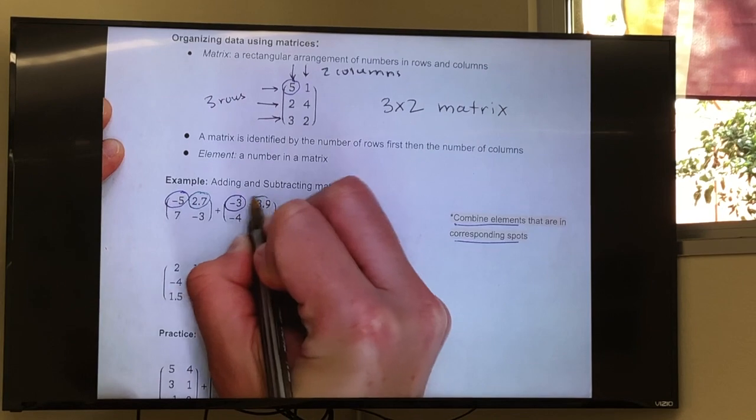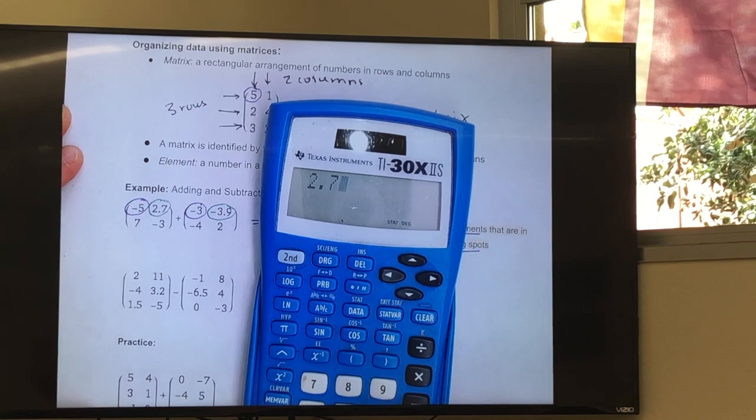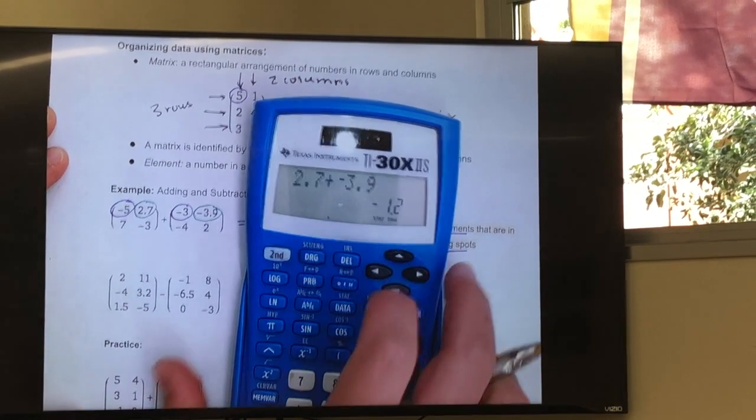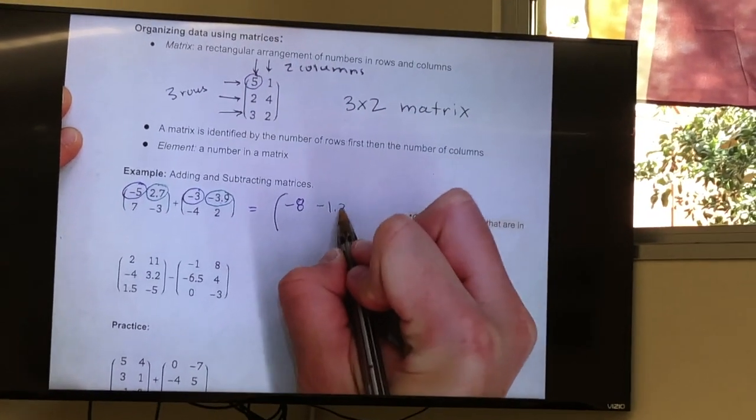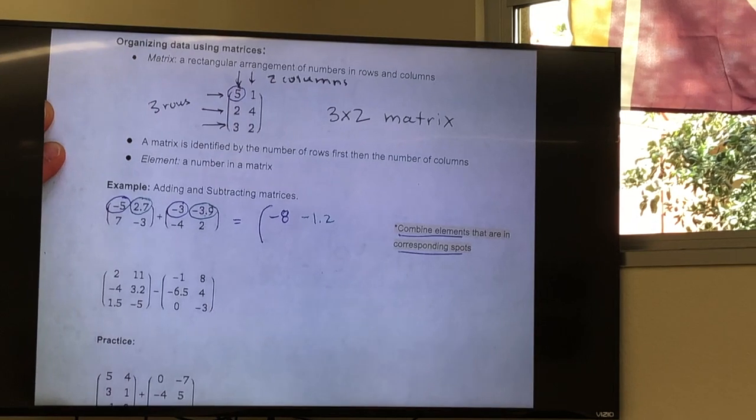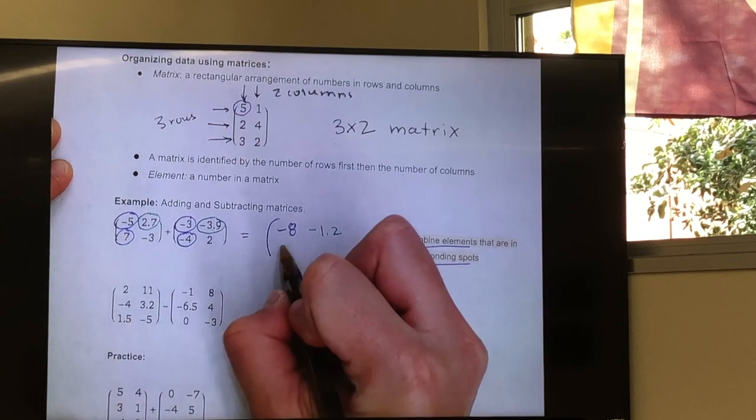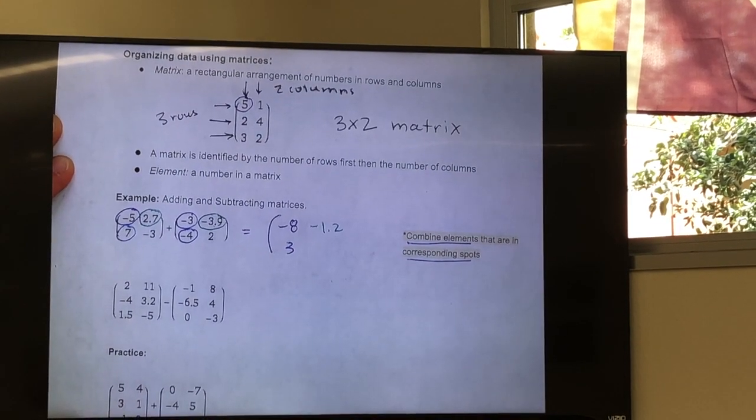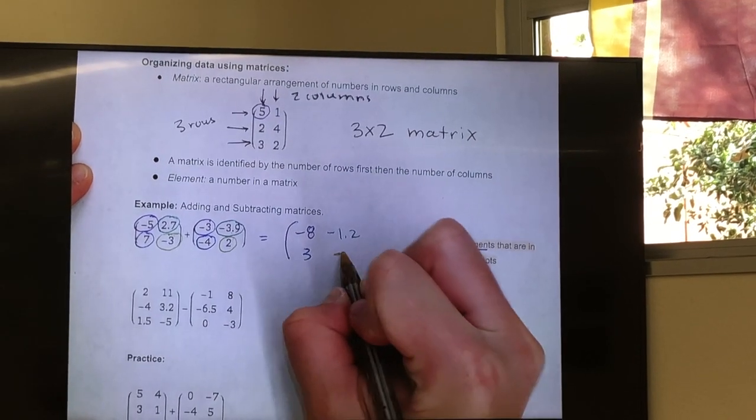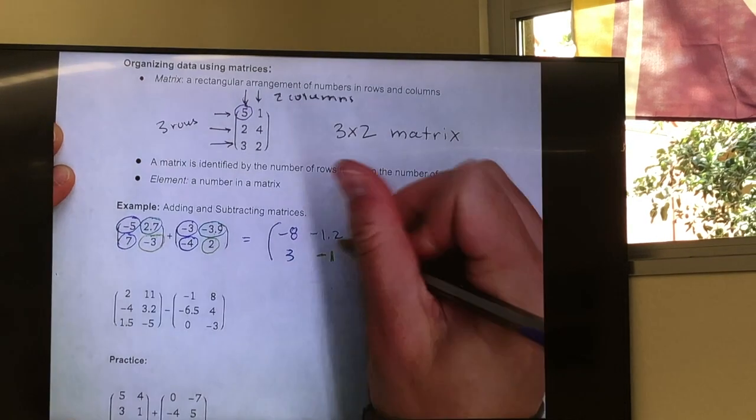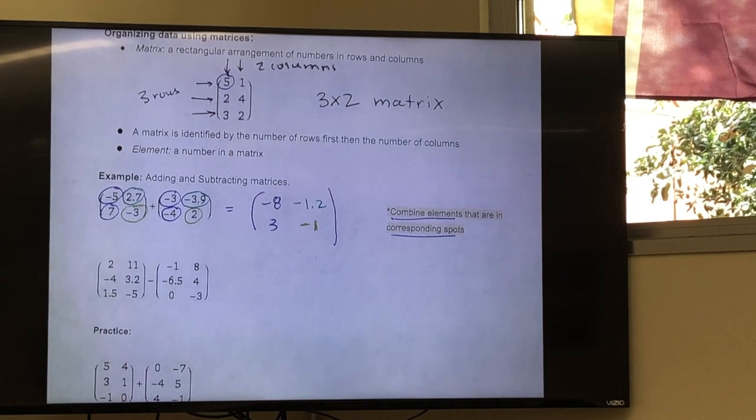2.7 plus a negative 3.9 is negative 1.2. Again, these correspond to the top right, so my negative 1.2 will also end up in the top right. On to the next spot. 7 plus a negative 4 goes in the bottom left. And last one, negative 3 plus positive 2 gives me negative 1 in the bottom right. So as you can see, you just add the corresponding parts and they end up in the same spot.